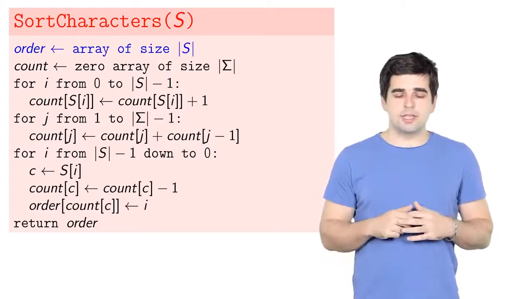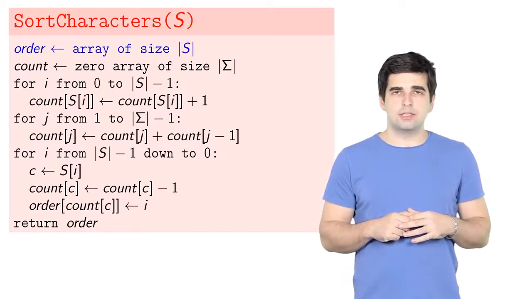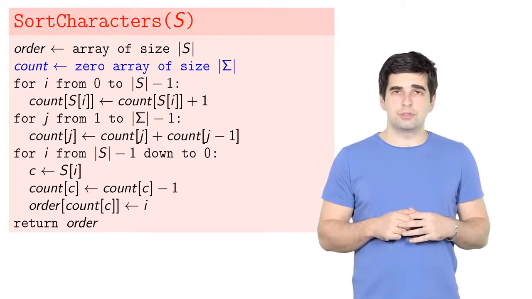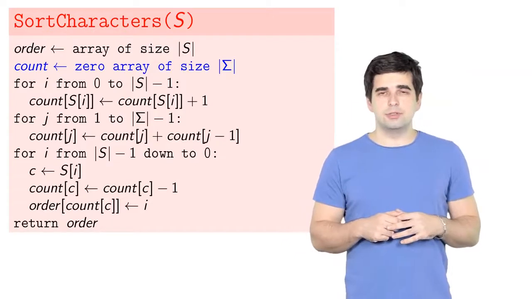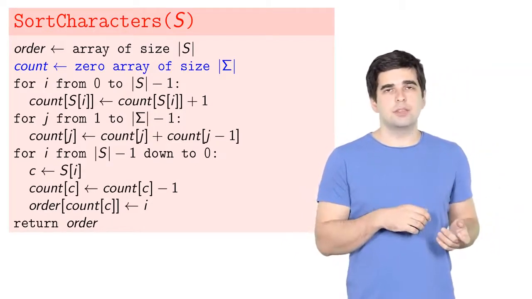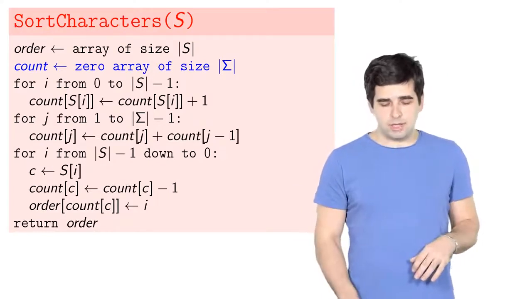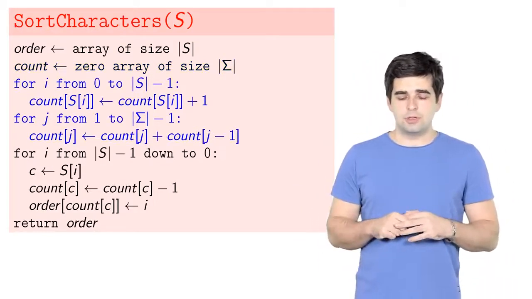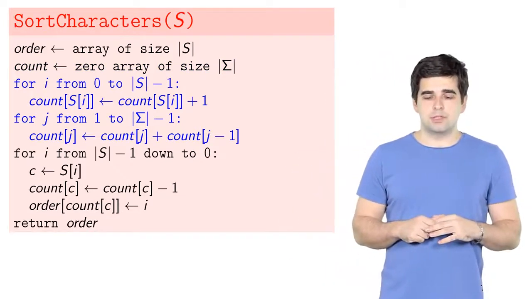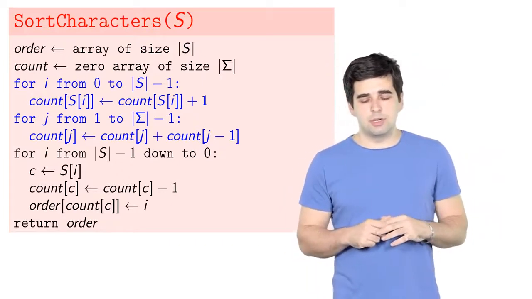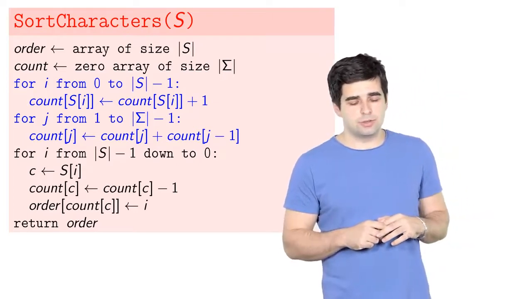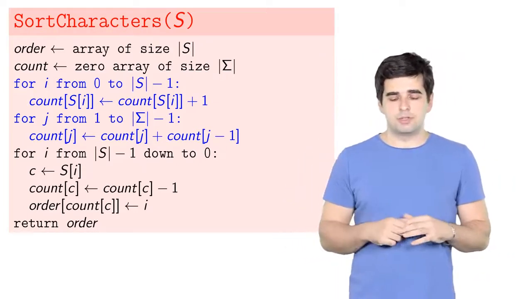We start by initializing that order as an array of size equal to the length of the string. We will also need another array, count, used in the counting sort, which we initialize with zeros and which has size equal to the size of the alphabet, not the size of the string, but the size of the alphabet. The following two for loops are just the familiar code for the precomputation phase of the counting sort. We count the number of occurrences of each of the characters in the string, and then we also compute the partial sums of that array.